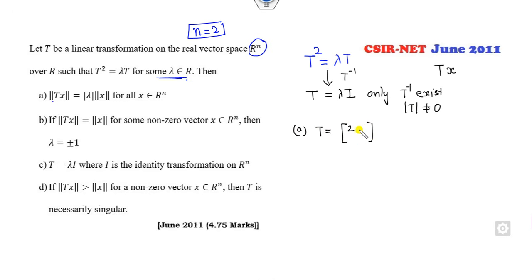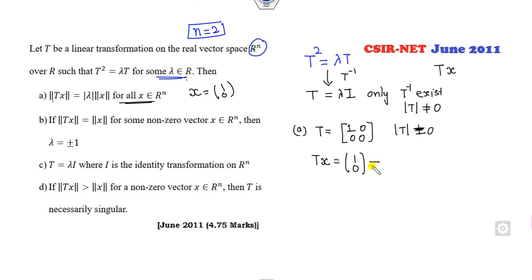Say any number. Say 2. I can't take it as 1 because if I take 1, then it will be 1. Okay, I can simply choose 1 for the simple calculation. Say 1, 0, 0, 0. Clearly the determinant is 0. Fine. Now, can I find it for all x? You can choose any x, so I can simply take 1, 0. So what is T of x? 1, 0.